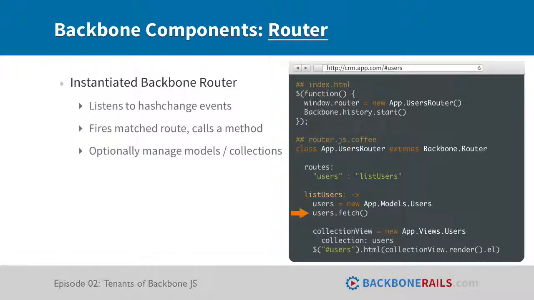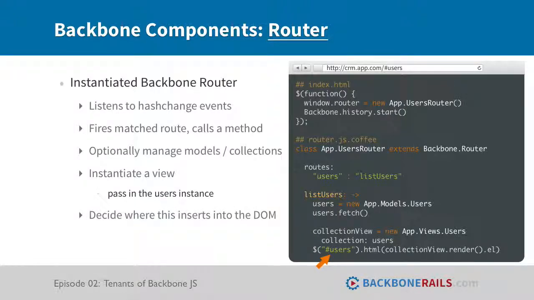The router also conventionally wires up the view. So we'll instantiate a view and pass our users instance as the collection property. And then finally, it's up to us using, say, jQuery to then manually push this view's template into the DOM, else nothing would display on the screen. So notice here we're deciding that this view should go into the element with an ID of users, and we're passing it HTML content by calling the render method on the view. So the responsibilities of this render method would be to obviously return HTML content, which we'll get to in a second.